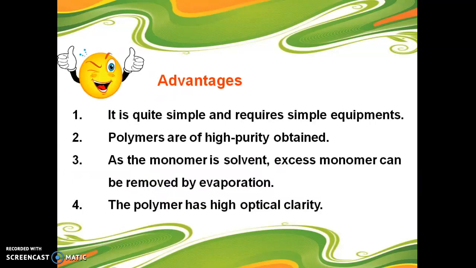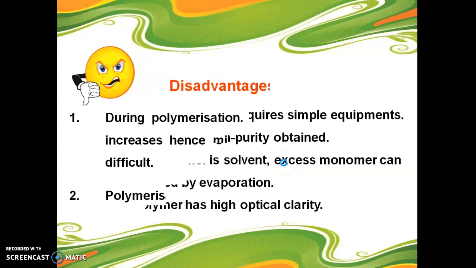So what are the advantages of this method? It is a very simple method and it requires simple equipment. What are the equipment? A simple beaker, glass rod and a stirrer. The next is that the polymers are of very high purity. As the monomer is the solvent, the excess monomer can be removed by evaporation. The polymer has very high optical clarity.